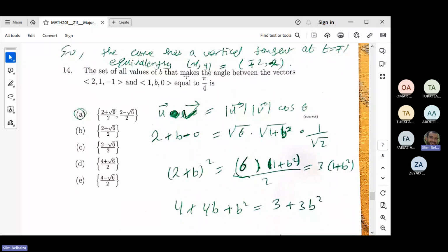How do we get the angle between two vectors? We need a dot product, right? So if you do the dot product of these two vectors, (2, 1, -1) and (1, b, 0), you're going to have the magnitude of u times the magnitude of v times cosine theta. So basically what you need is cosine theta equals 1 over square root of 2. So you have an equation, which, component-wise, the dot product gives you 2 times 1 plus b minus 0. Component-wise, you do the sum of the products of the components.